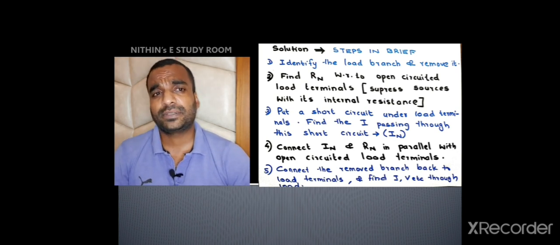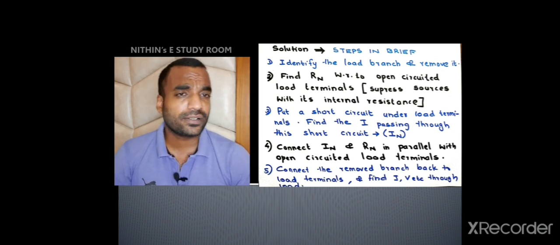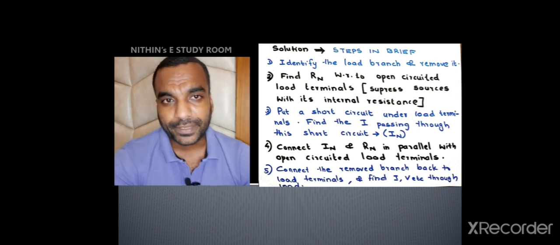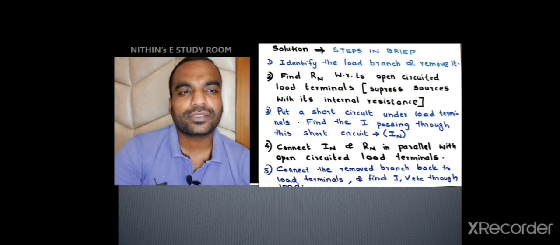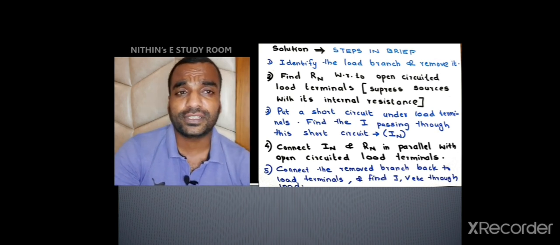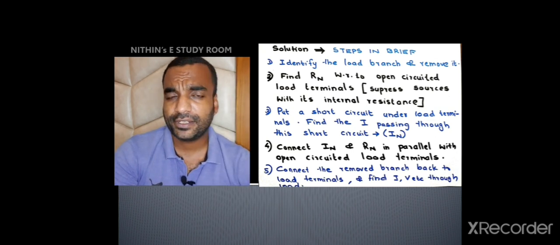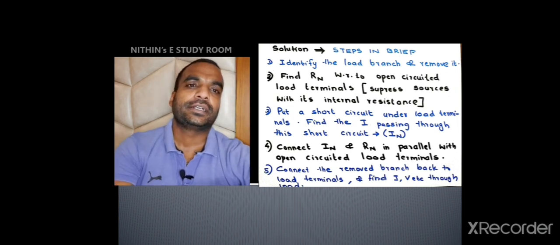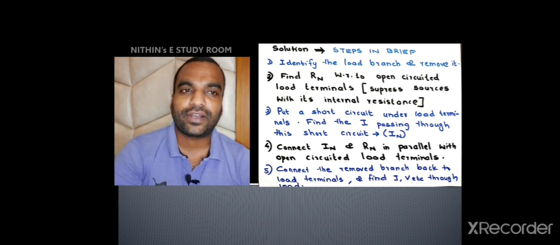What is the fourth step? Connect In and Rn in parallel with the open-circuited load terminals, in order to do the further analysis, because you have to draw the equivalent circuit. For the equivalent circuit, you need In and Rn connected in parallel with the terminals A, B. Step 5: connect the removed branch back to the load terminals and find I, V, etc.